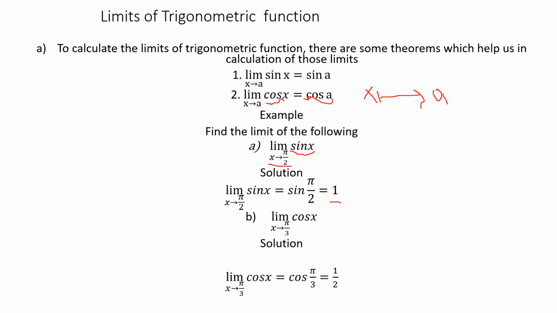Example number 2, the limit as x approaches pi over 3, cos of x will tend to what? As x is tending to pi over 3, our cos of x will tend to cos of pi over 3, which is equal to a half. It means that as x is tending to pi over 3, our function, cos x, is tending to a half.